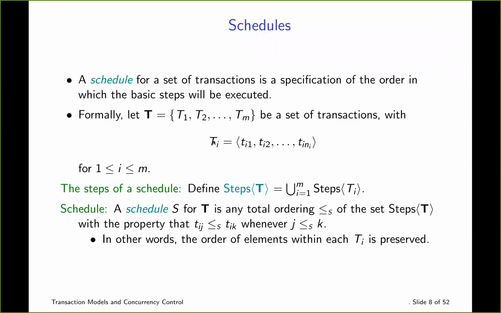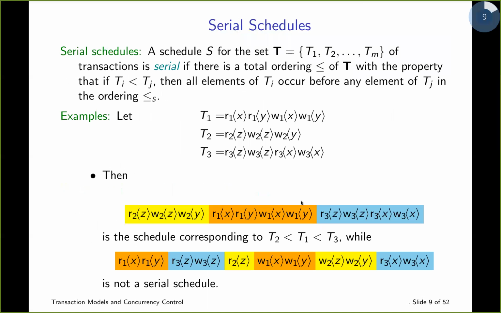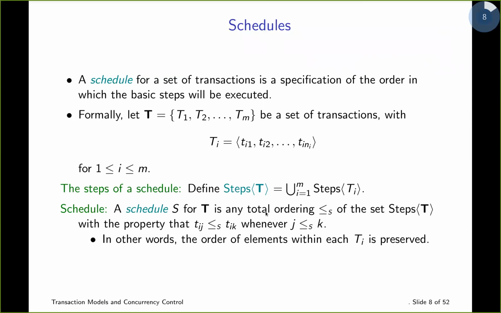And then basically what a schedule is, is a sequence of steps such that the total ordering on the steps has the property that for any read or write that happened inside one particular transaction, if the operation happened before the other operation, then it has to be before the other operation in the schedule. So let's just show this.